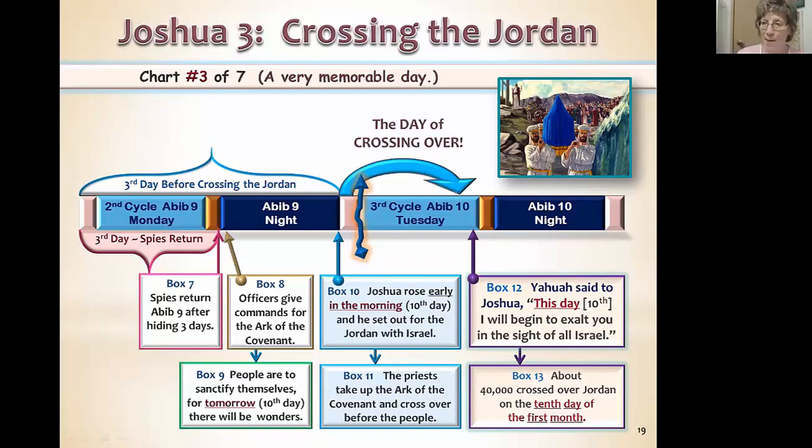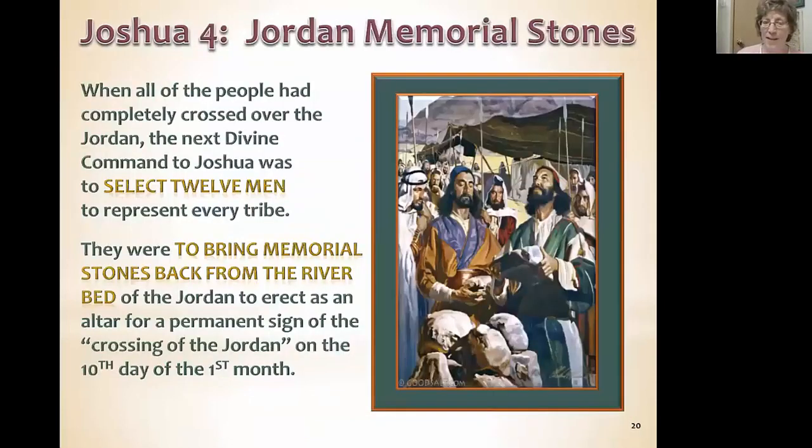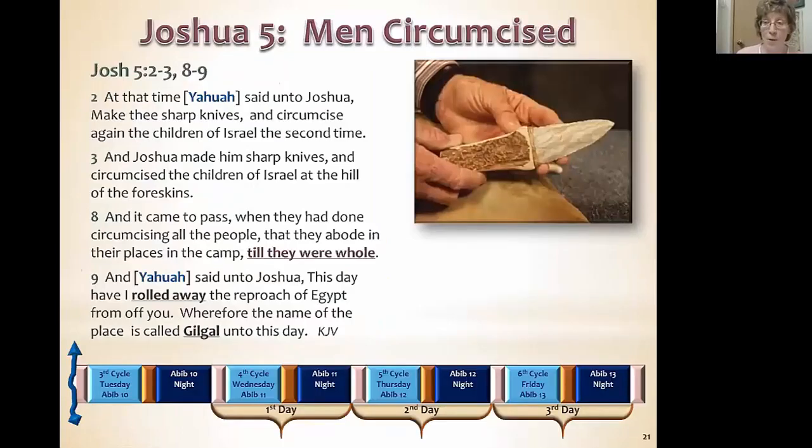Well, let's see what happens next in Joshua chapter 4. It's about Jordan's memorial stones. When all of the people had completely crossed over the Jordan, the next divine command to Joshua was to select 12 men that represent every tribe, and they were to bring memorial stones back from the riverbed. That was the Jordan riverbed, to erect as an altar for a permanent sign of crossing the Jordan on the 10th day of the first month. And I wonder if those stones are still there, but that's what they did. And they also laid up a heap of stones in the Jordan, I believe. I just didn't include that information there.